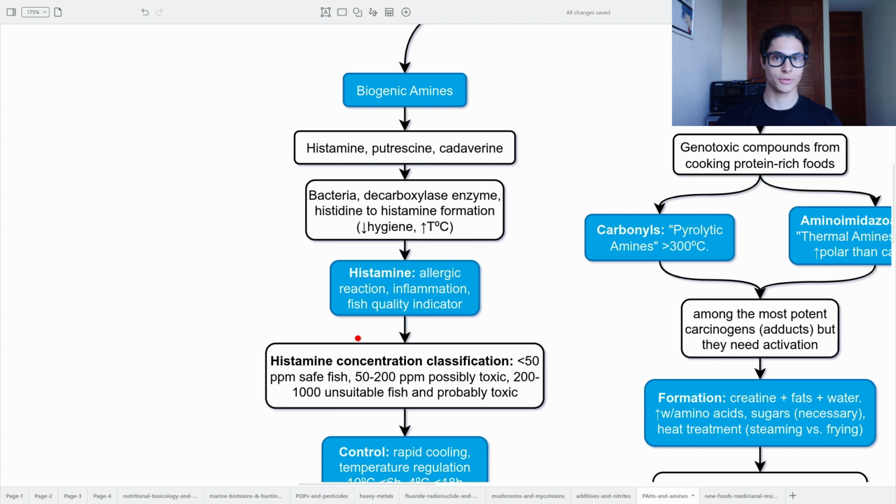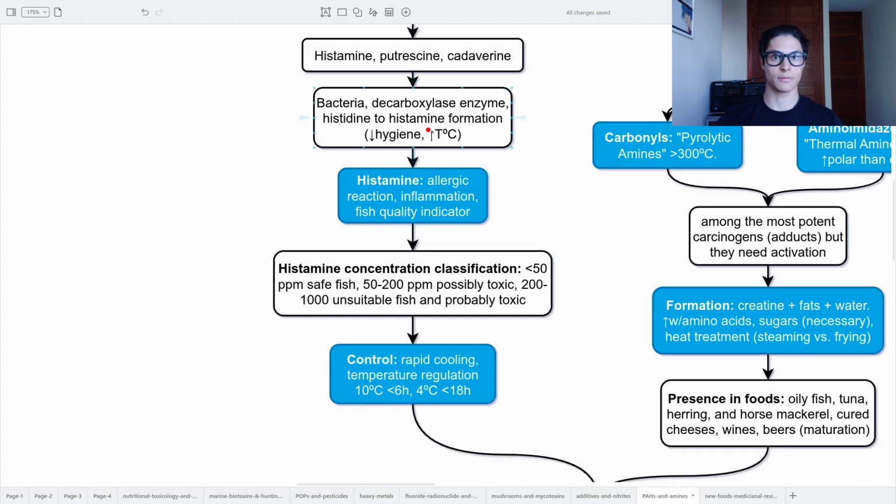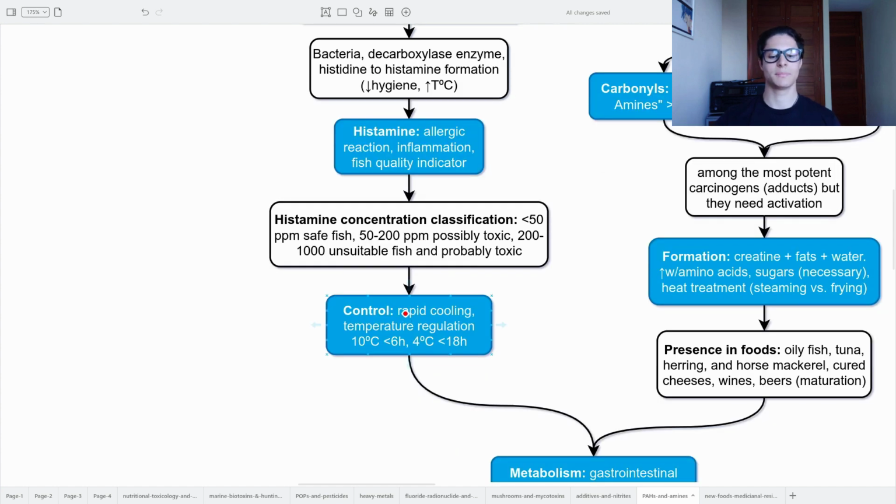But it is also used as a fish quality indicator. As you can see, it's inversely correlated with the hygiene. Histamine concentration classification can be less than 50 parts per million, we can say it's a safe fish. From 50 to 200 parts per million, possibly toxic. And from 200 to 1000, it's unsuitable and probably toxic. The control must be rapid cooling of the fish and the temperature regulation to achieve in the interior 10 degrees Celsius in less than 6 hours and 4 degrees Celsius in the first 18 hours.